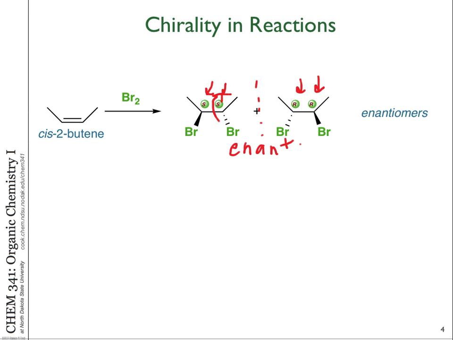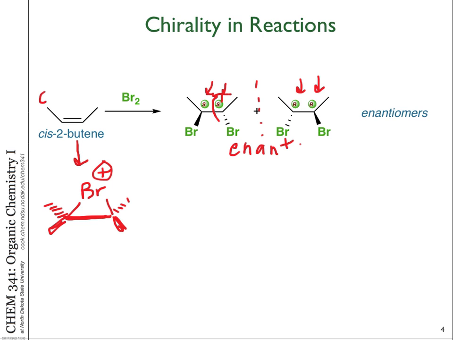But notice what happens in this case. In this reaction, we add Br2 to form a bromonium ion, again, across that double bond, right? And if I'm looking sideways at this, with this being in the plane, I would have two groups coming out on those carbons and two groups going back.